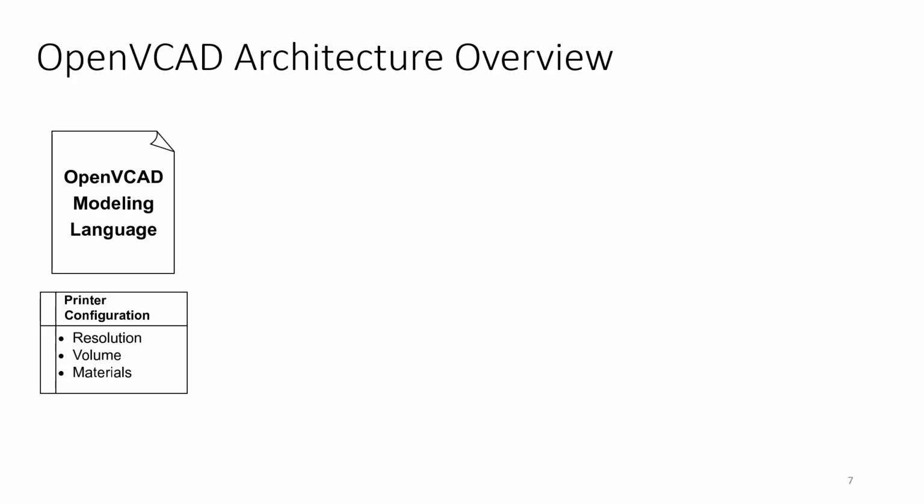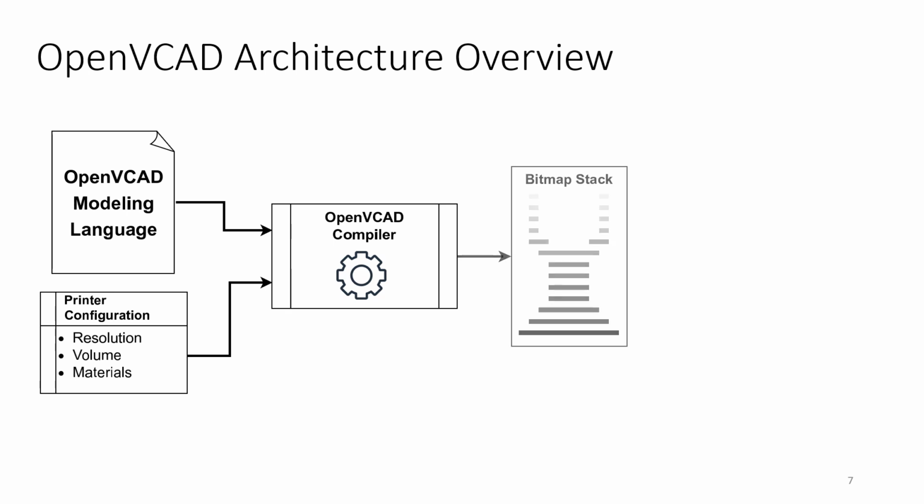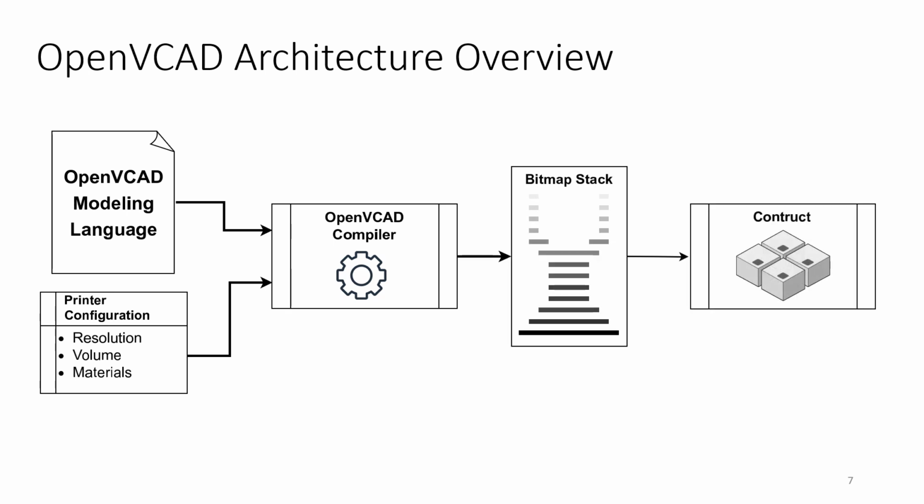So, what does this architecture actually look like? Well, we use what we call the OpenVCAD modeling language. Given a printer configuration, these get combined with the OpenVCAD compiler, which generates or slices us a bitmap stack. And then finally, we can hand this bitmap stack to our 3D printer to construct. All this bitmap stack really is, is a bunch of image files that each represent a single layer. This is a very common representation within inkjet printing.